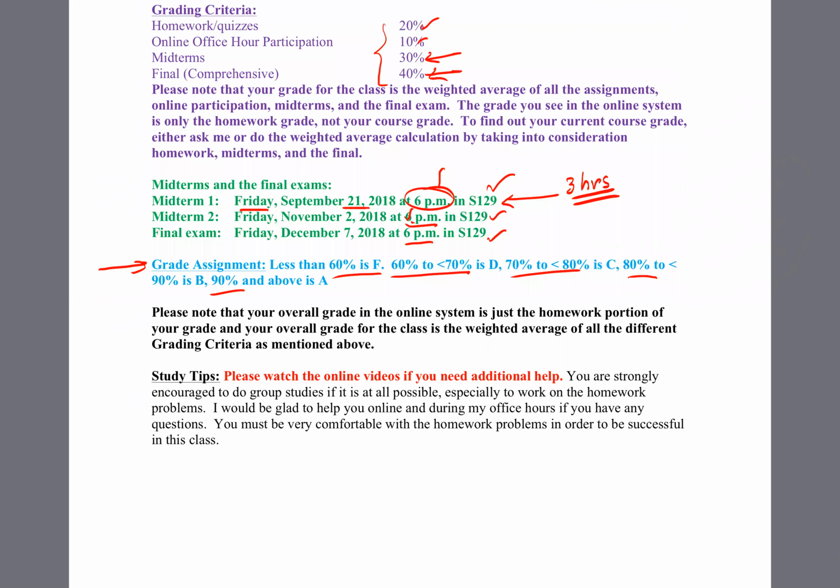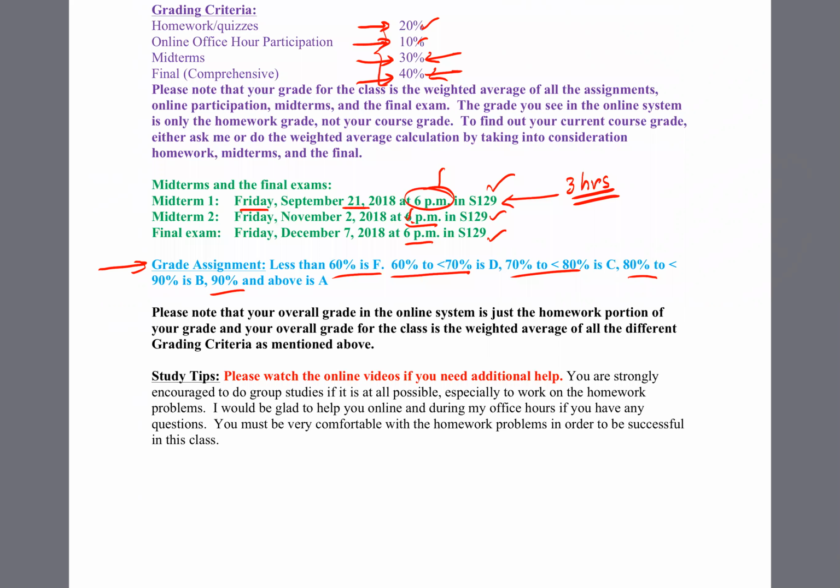So your homework and quiz is going to be 20% weight. Office hour participation 10%, midterms 30%, and final exam 40%. So I do a weighted mean at the end of the semester, and that's how I come up with your final grade. I'm lenient. I try my best to help you.